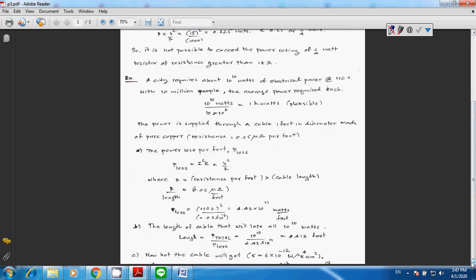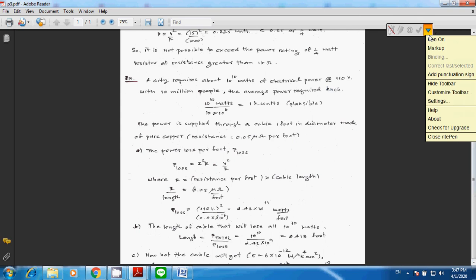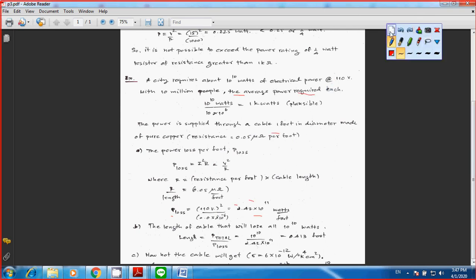Power loss is going to be I squared R. But in this case, V is given, right? This is 110 volts, and you will be able to calculate with the resistance. This is your resistance of pure copper wire, 0.05 microohms per foot. So you end up with P loss equal to 110 squared divided by 0.05 times 10 to the negative 6, or 2.42 times 10 to the 11th watts per foot.